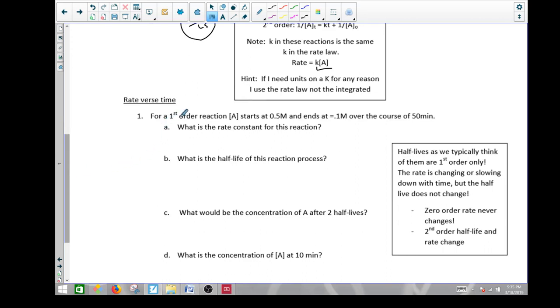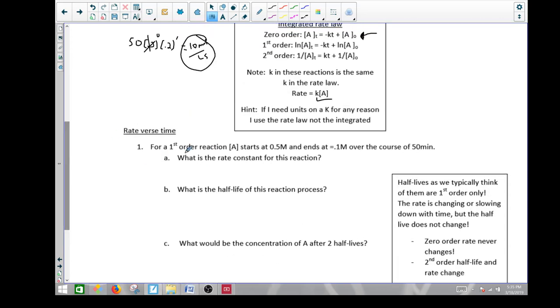All right, so for first order reaction, we can see the graph. Okay, there we go. For first order reaction, A starts at 0.5 and ends at 0.1 over the course of 50 minutes. What is the rate constant for this reaction? So they just want the rate constant, and they're giving us concentrations over time. So keep in mind, none of these things give a rate. Right? None of these things give a rate, just giving concentrations at certain times.